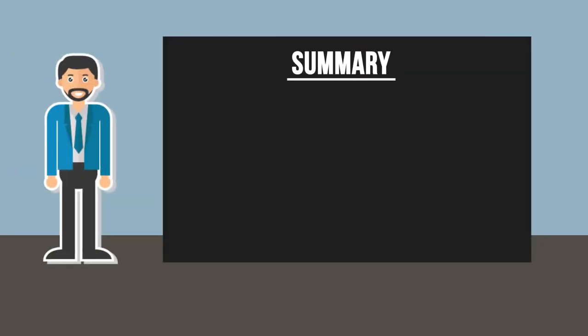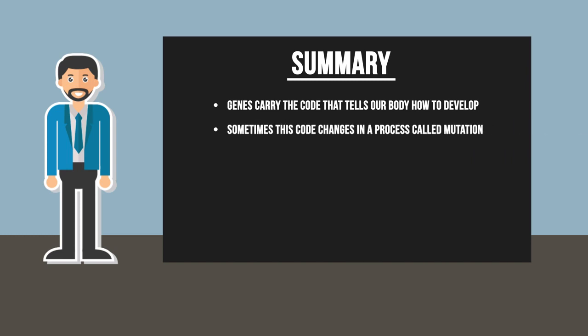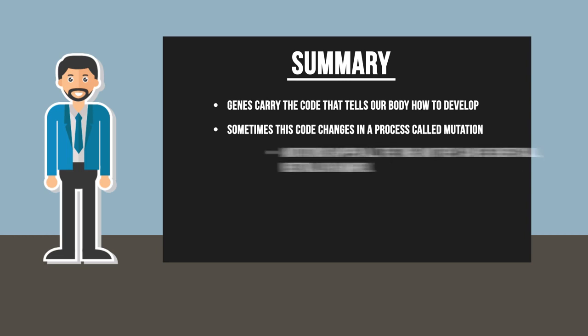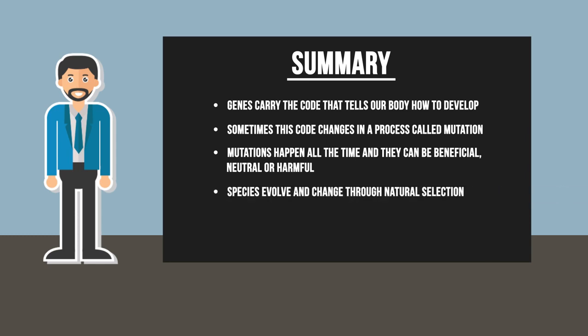In this video you have learned that genes carry the code which tells our bodies how to develop, and that sometimes this code changes, and this process is called mutation. Mutations happen all the time. They can be beneficial, neutral, or harmful in their effects. Over time, and as a result of ongoing mutations, species evolve and change through natural selection.